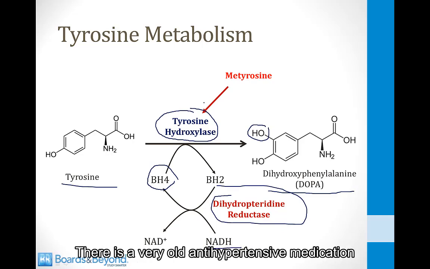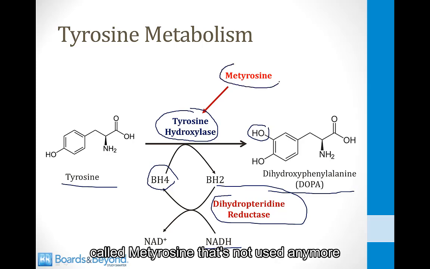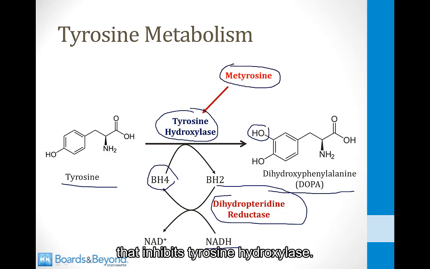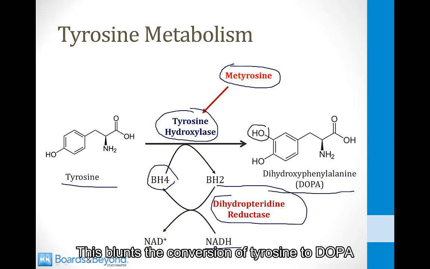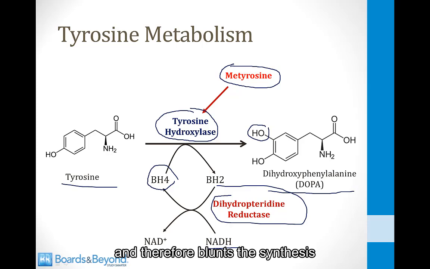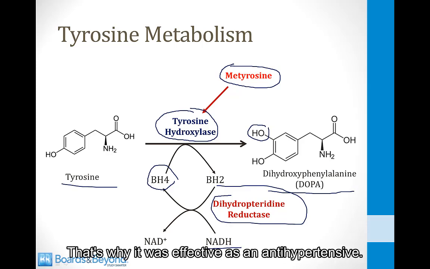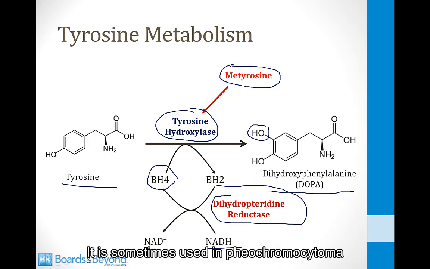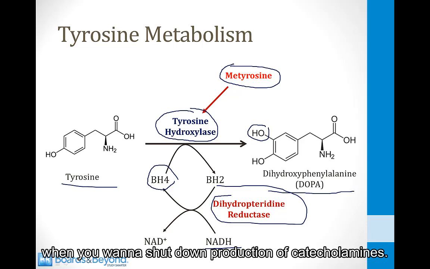There is a very old antihypertensive medication called metyrosine that's not used anymore that inhibits tyrosine hydroxylase. This blunts the conversion of tyrosine to DOPA and therefore blunts the synthesis of norepinephrine and epinephrine. That's why it was effective as an antihypertensive. It is sometimes used in pheochromocytoma when you want to shut down production of catecholamines.